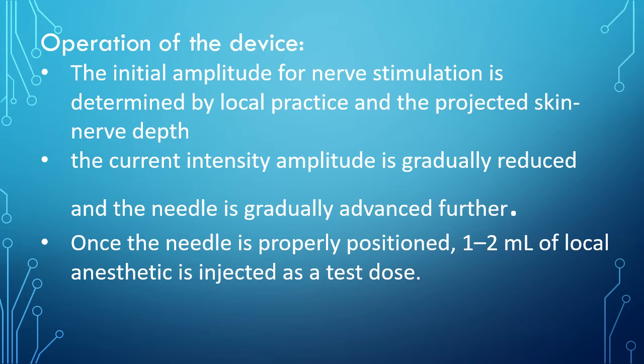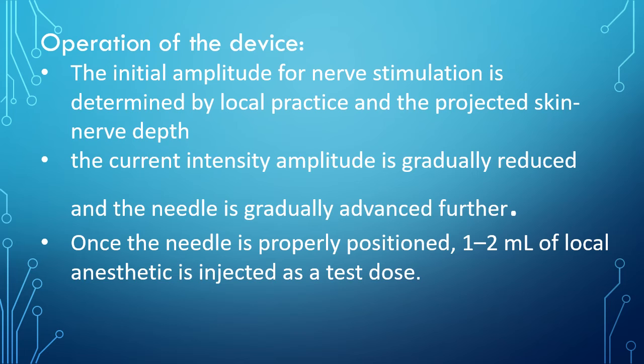Now let's talk in short about the operation of the nerve stimulator. The initial amplitude for nerve stimulation is determined by local practice and the projected skin to nerve depth. In most cases, an amplitude of 1 milliampere is chosen to begin with for superficial nerves. For deeper nerves, the initial current amplitude may need to be increased between 1.5 and 3 milliamperes until a motor response is provoked at a safe distance from the nerve.